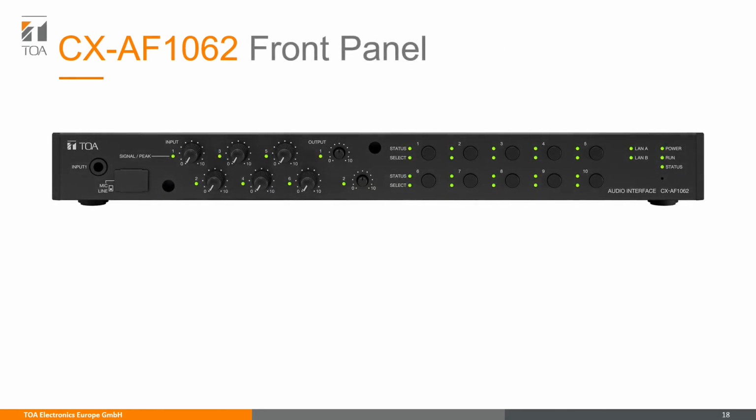Now we come to the front of the device. First of all, we have a mono jack input. This audio input can be used for local audio sources. But it is important to know that if this input is used, it will replace the audio input 1 at the back of the device. We have some dip switches covered by a rubber plug. They are used for the selection between mic and line level for the audio inputs.